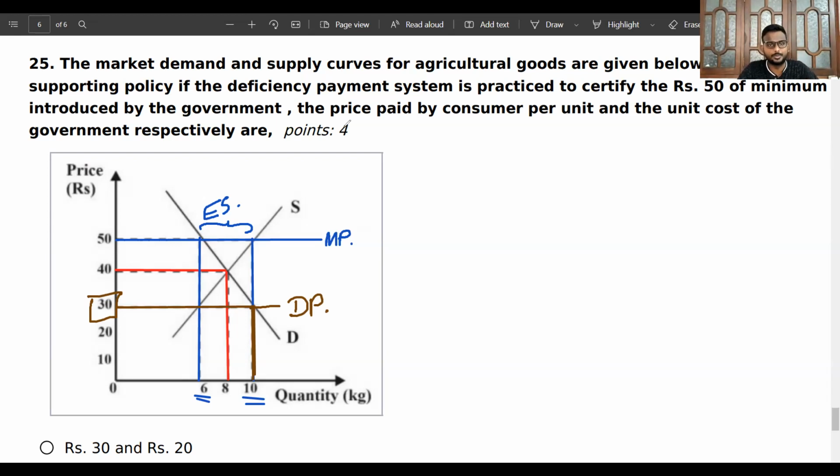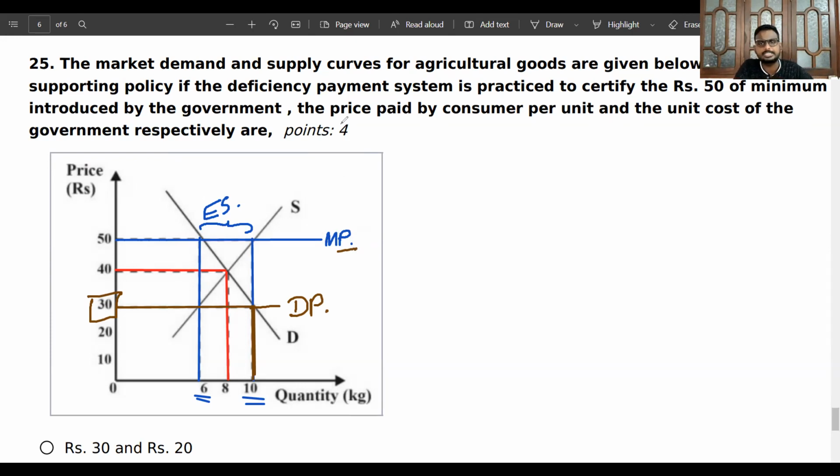So what will the government do is, they have set the minimum price, but the minimum price is not meaningful. So the government will, along with the minimum price, also put something called a price supporting policy. There are two types of price supporting policies. One is price supporting government purchase. Number two is deficiency payment system or deficiency payment scheme. So this question talks about that deficiency payment scheme.